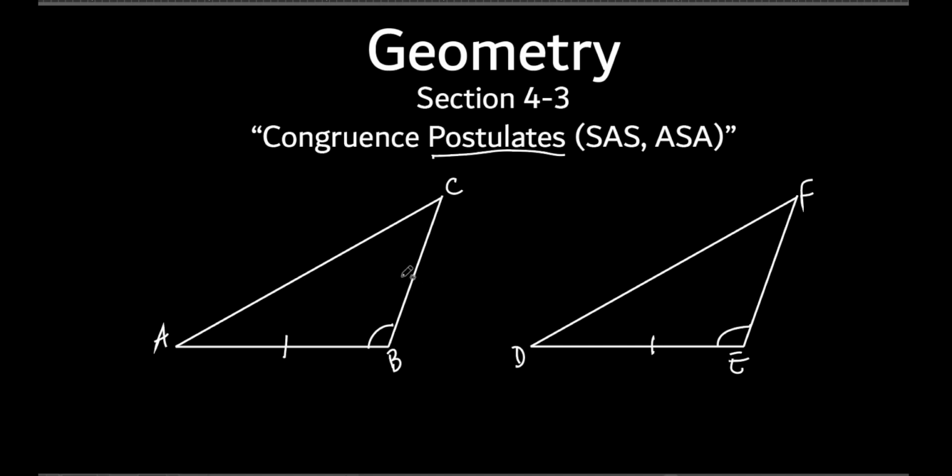But watch this. What if this side was also equal to this side? This postulate, what do you think they call it? Side, angle, side postulate. Okay, let's write that down. So now it's SAS, but we don't usually say SAS. We usually just say side, angle, side. All right, so this is called the side, angle, side postulate.